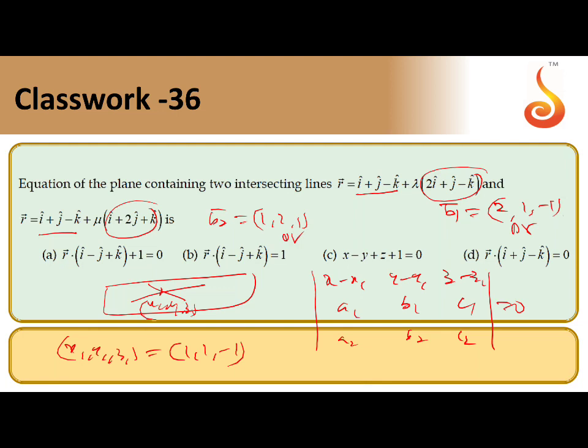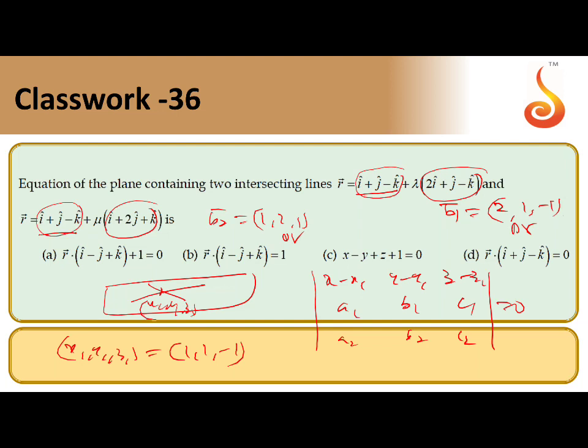I hope it is clear now. The equation of the plane contains two intersecting lines. The two lines intersect at a common point, and that common point is 1, 1, minus 1. Clear? I will solve the question solution on the next page.